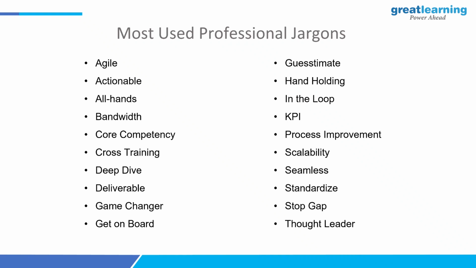All hands. An all hands meeting brings the entire organization together to share updates, ask questions, and get to know senior leadership better. Unlike team or department level meetings, an all hands meeting actually ensures that everyone receives the same information and message. Bandwidth. Bandwidth refers to the amount of finite time and resource that one can allocate for a particular project. Core competency. Core competencies are the resources and capabilities that comprise the strategic advantages of a business.